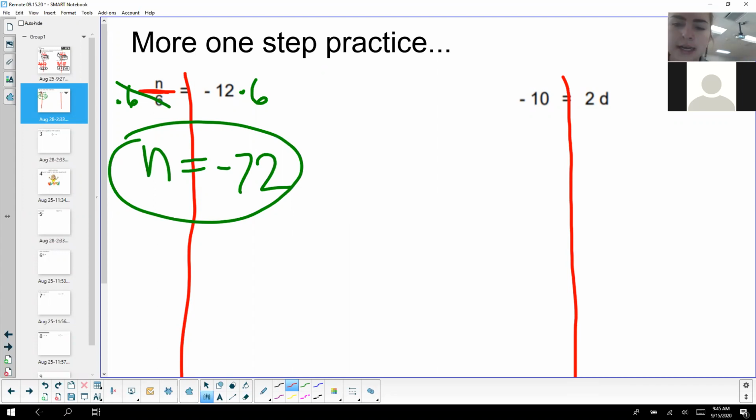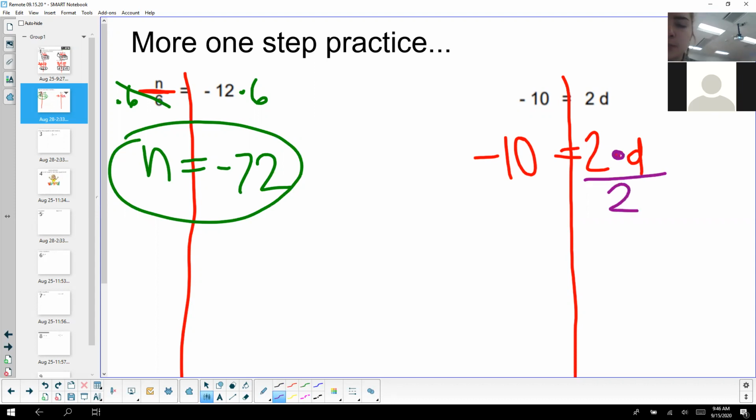For this one, I've got -10 equals 2d. I know that 2d is the same thing as 2 times d, so I'm going to rewrite this until we get used to it. So 2 times d equals -10. This equation is a little different than what we're used to seeing because the variable is on the right side, but it's still the same concept, the same skill. We need to get d isolated by itself. To undo this multiplication, I'm going to divide both sides by 2. That's going to cancel, and I bring my variable down. So d equals -10 divided by 2.